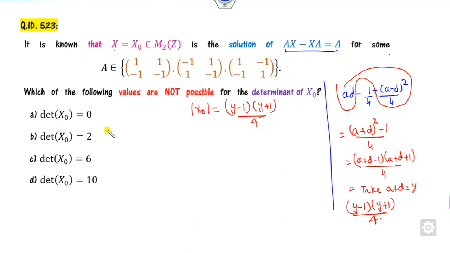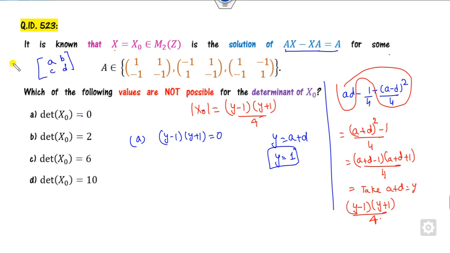Now which option is the correct one? Let's say for the first part, if the determinant is 0, it means Y minus 1, Y plus 1 should be 0. Do you have a value of Y so that this becomes 0? Y is A plus D, the trace of your matrix. So yes, you can easily do that if I take Y as 1. Any matrix with these values works, so Y is 1 and it will be 0. So this is a correct option, but we need the one that is not possible.